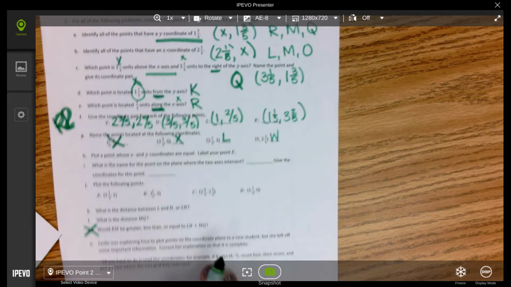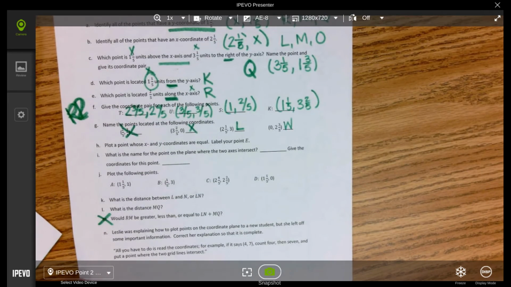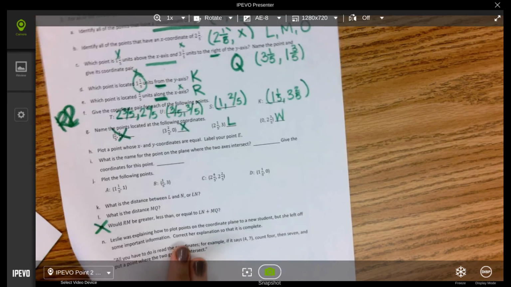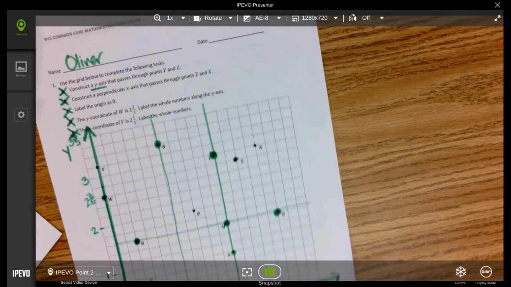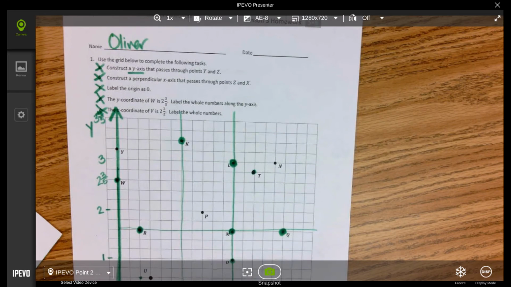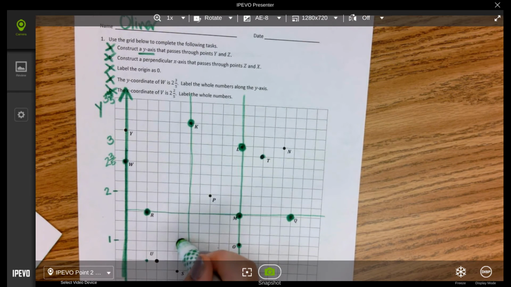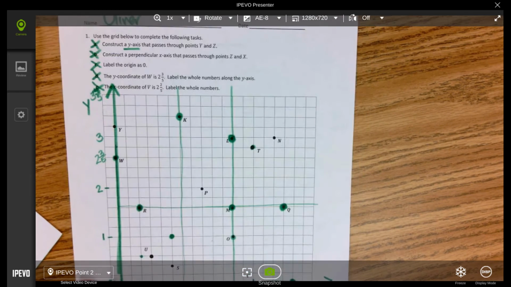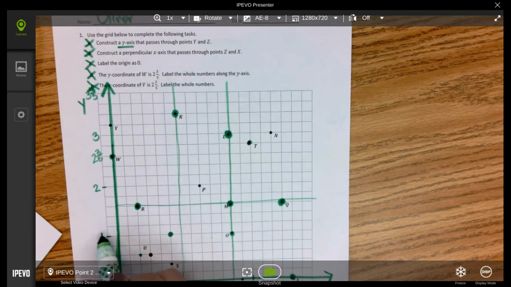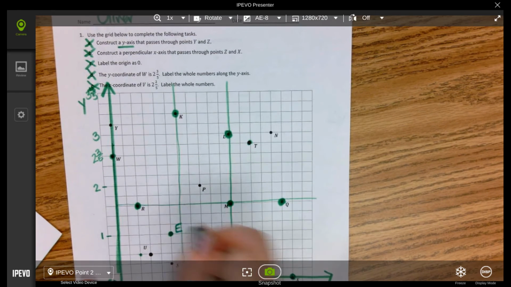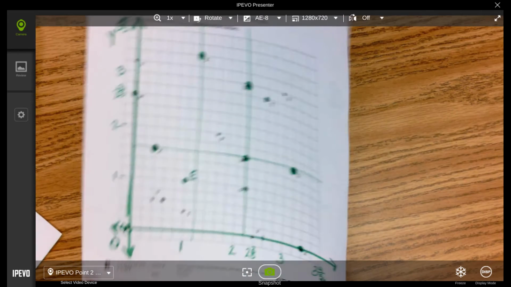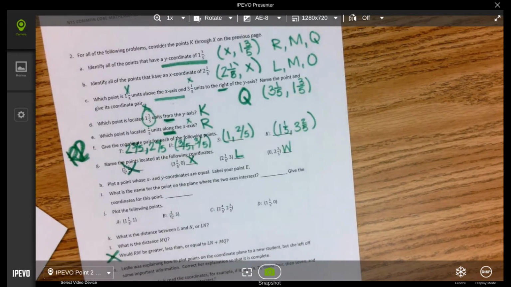There we go. Plot a point whose x and y coordinates are equal. Label your point E. You could really put a whole bunch of things. I'm going to keep it easy and go 1, 1, and point it right there. So I went over to the 1, up to the 1, and this is letter E. Okay. Any point is fine.